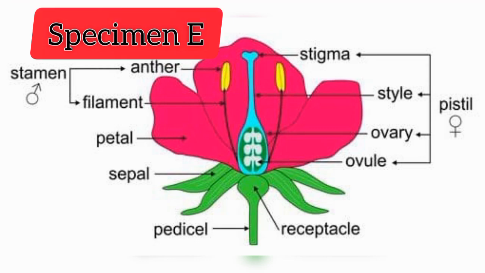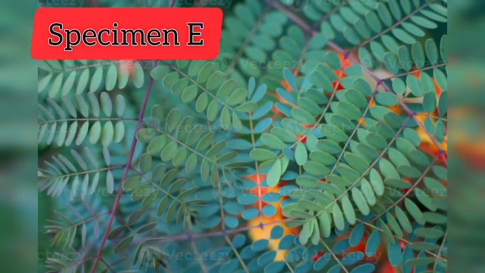So now let's look at specimen E, which is the leaf of Pride of Barbados. The leaf of Pride of Barbados is just the leaf of the plant we've talked about. The leaf comes from the plant called Pride of Barbados. It is a shrub, or another name for shrub is small tree. It belongs to the legume family.